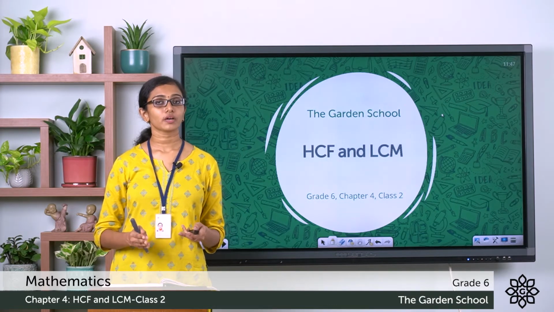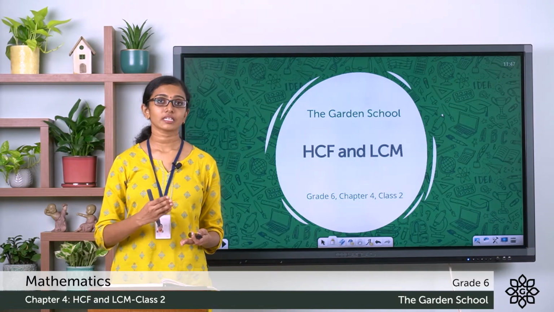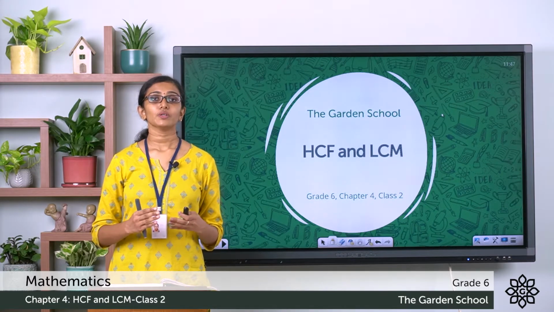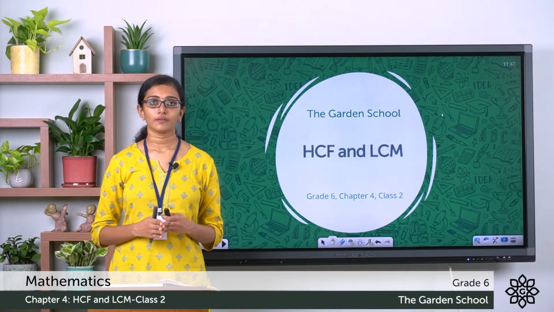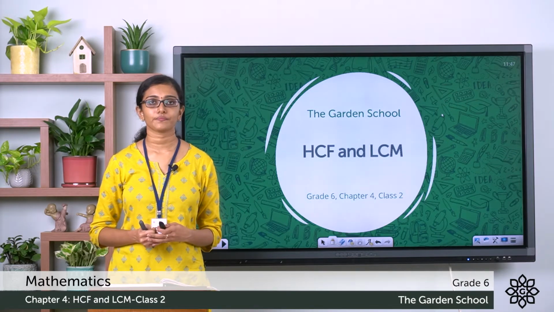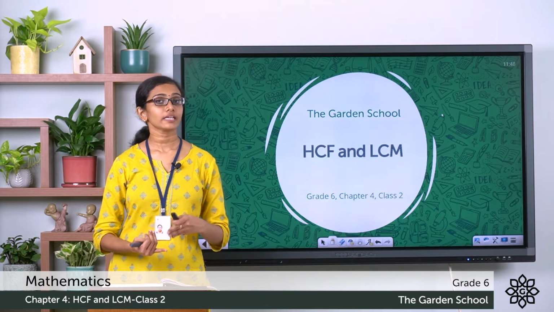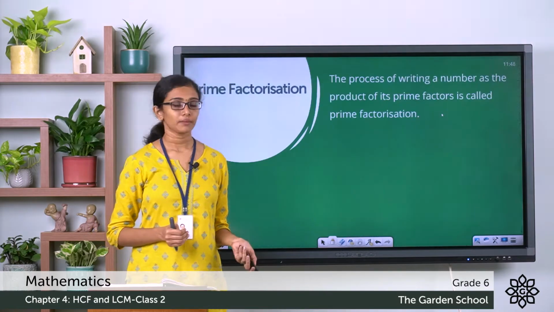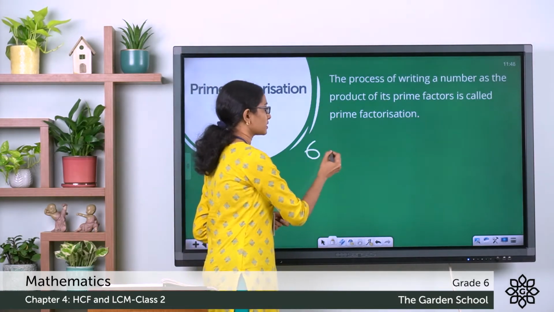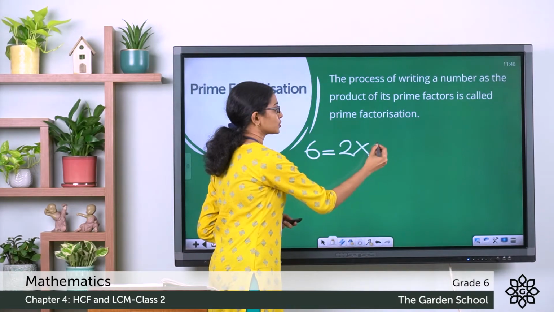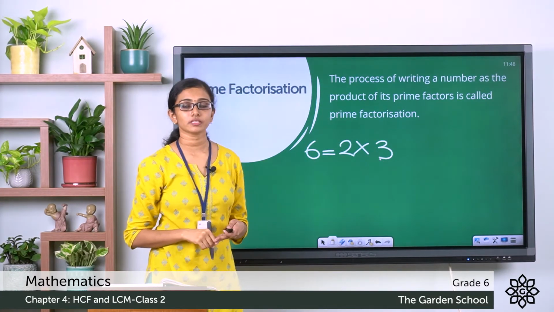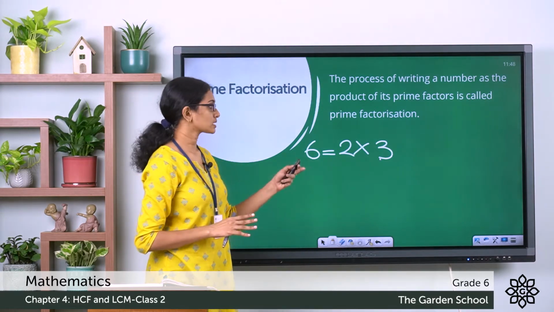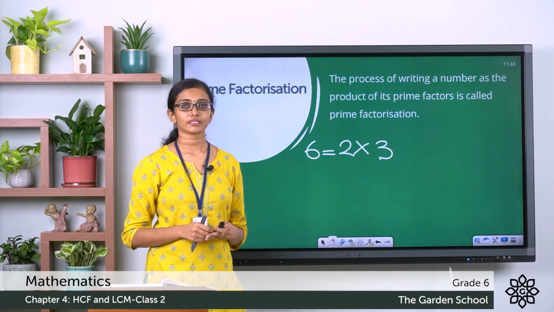Now, we also learned about what are factors. A factor is a number that can divide a given number completely without any remainder. When you find out the factors of a number, that process is called factorization. We can express any composite number as a product of two or more prime numbers. For example, the number 6 can be expressed as the product of 2 and 3. 2 and 3 are prime numbers, whereas 6 is a composite number.